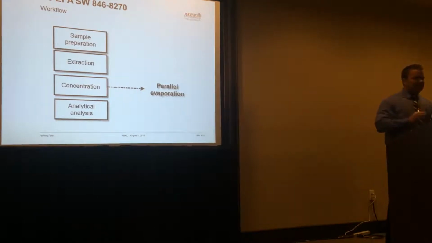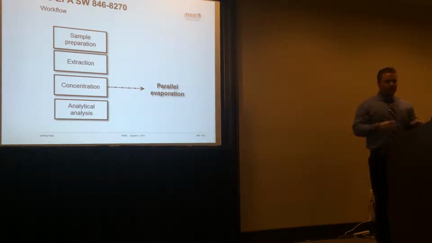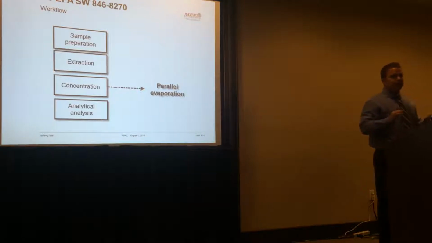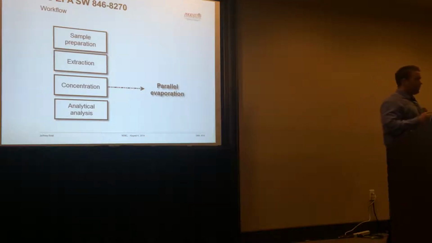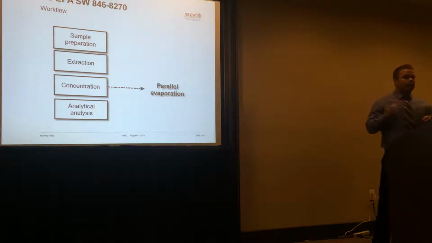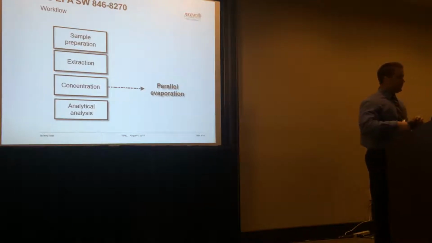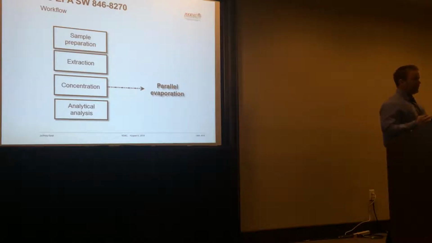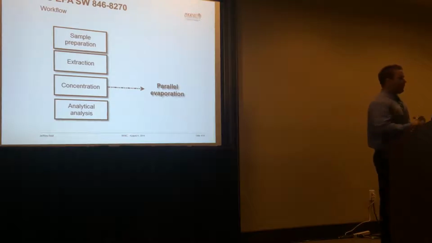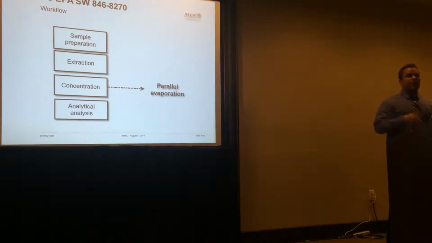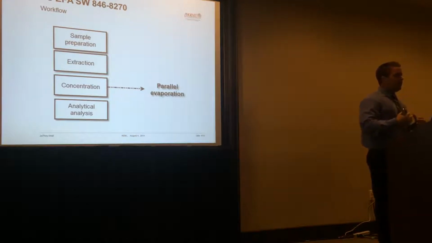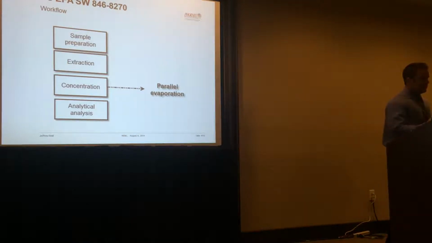From there you have to concentrate that down. Every laboratory is different, there's a variety of residual volumes, most likely 1 ml that you're concentrating down to. And that's where the parallel evaporation takes place. You do your concentration step in parallel, so you're doing multiple samples at one given time. After that, you take your residual volume to some type of analytical analysis, and that gives you the qualitative results of what the concentration level is inside your actual matrix.